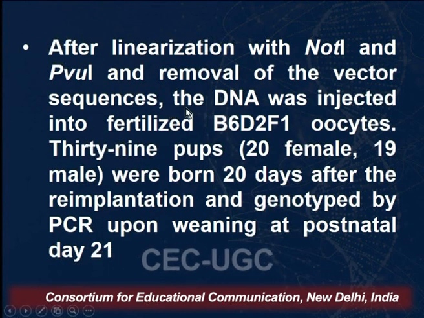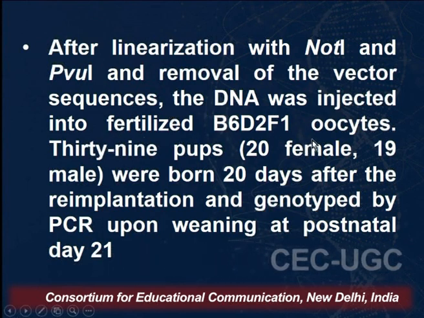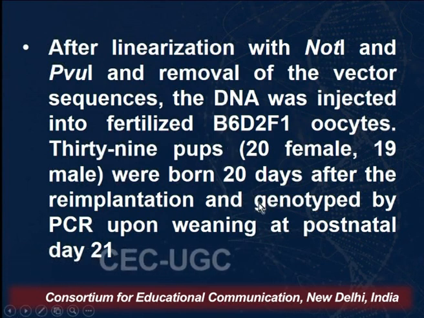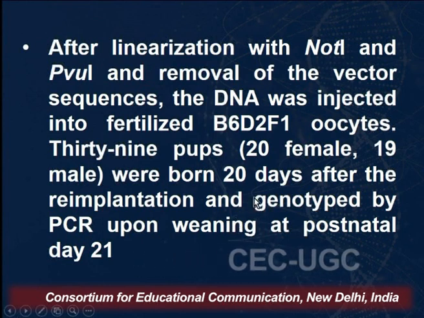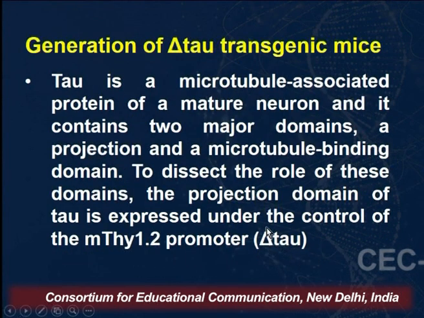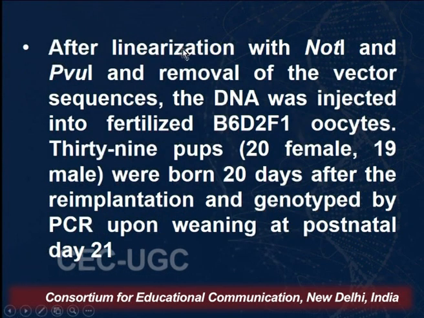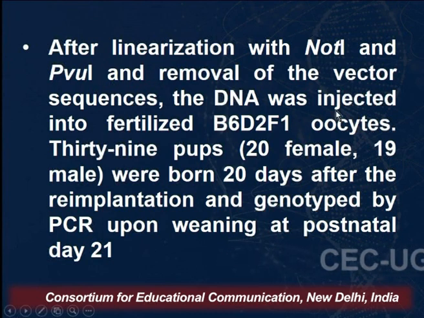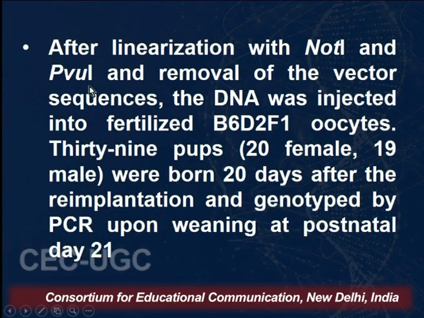Now after linearization with NOT1 and PVU1 and removal of the vector sequences, the DNA is injected into fertilized oocytes. Now 39 pups. So this is a specific example. In this specific example, what they did was they cloned this delta tau gene under this promoter, and then they cleaved it with two restriction enzymes, NOT1 and PVU1, to get the DNA that needs to be injected, and that it does not contain the vector sequences.